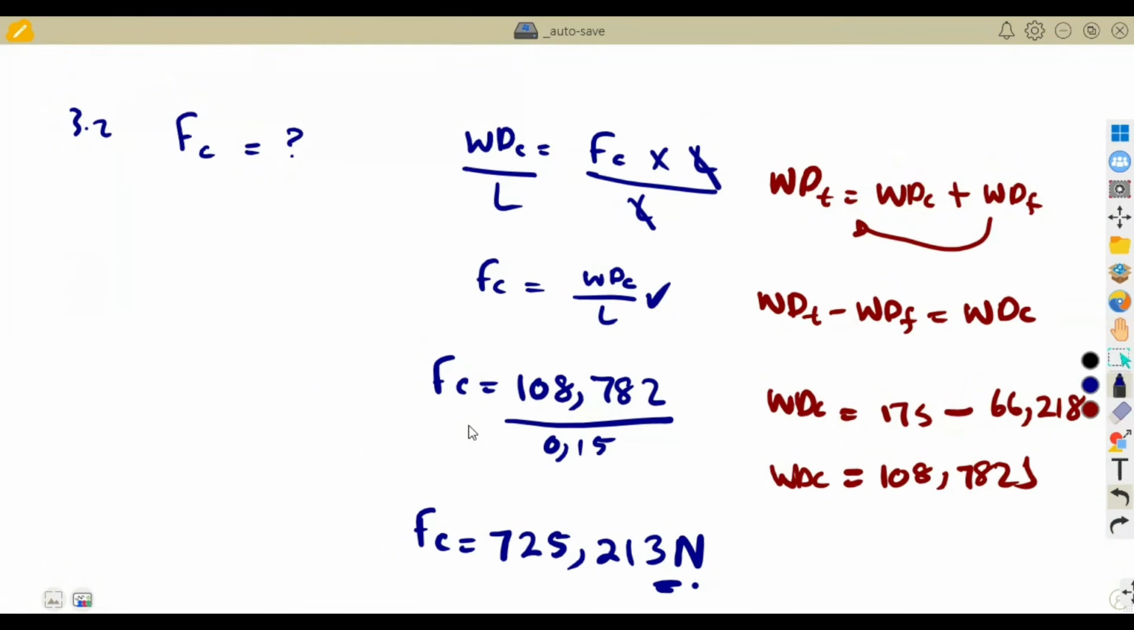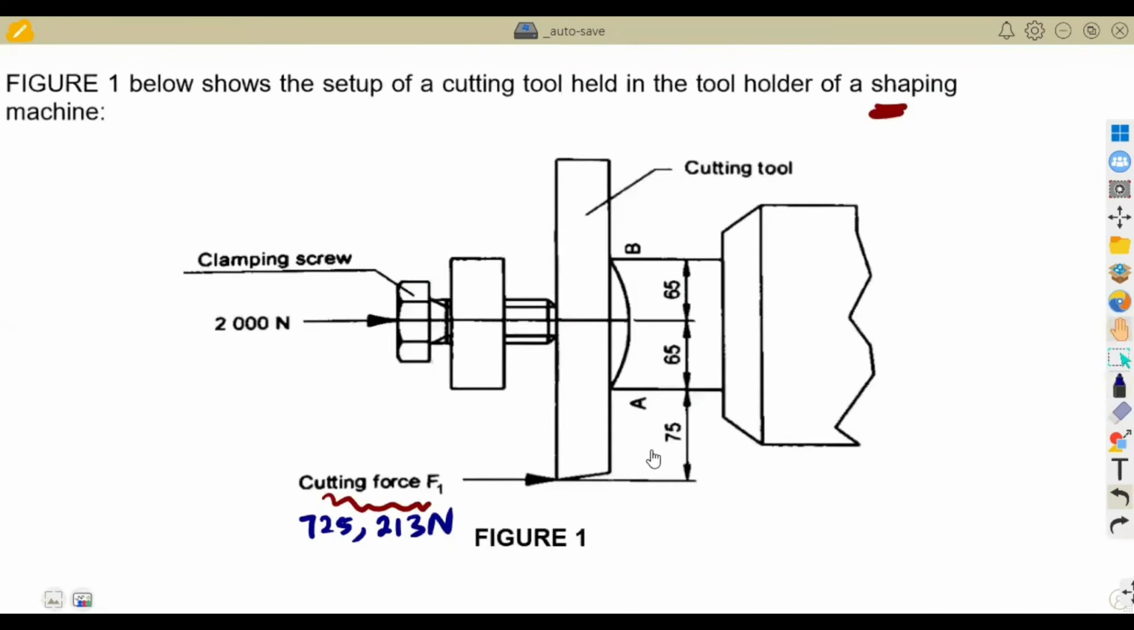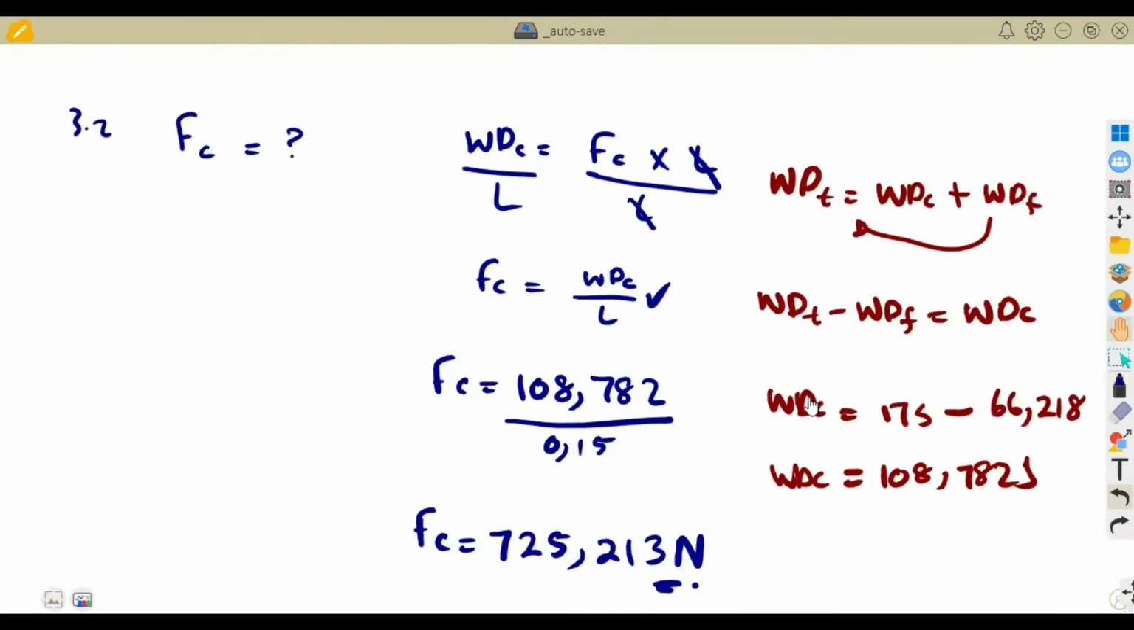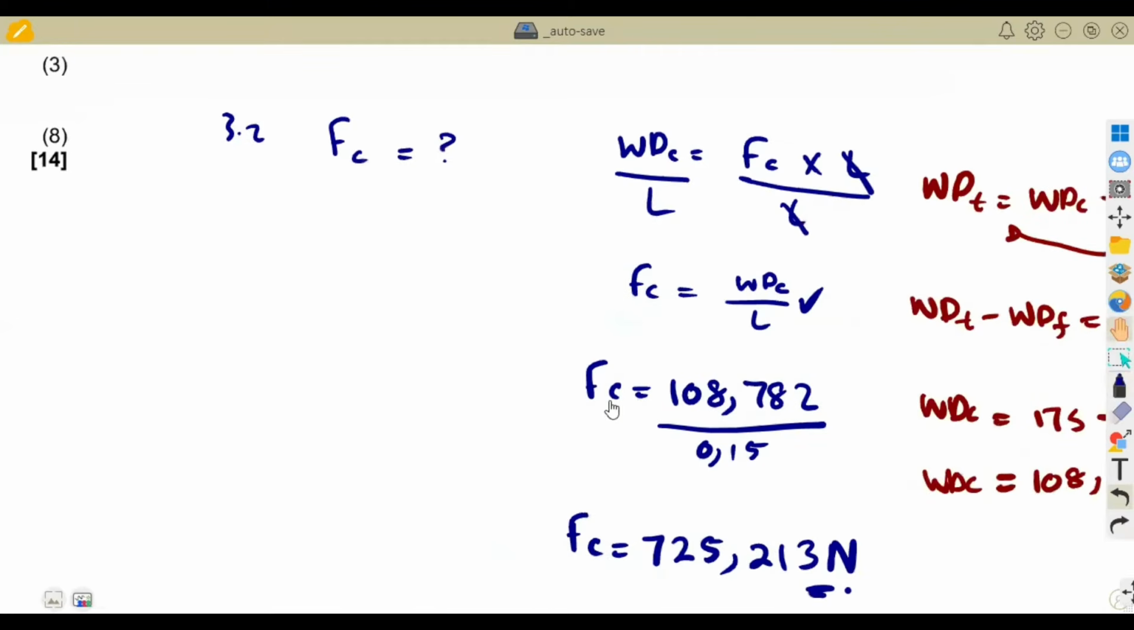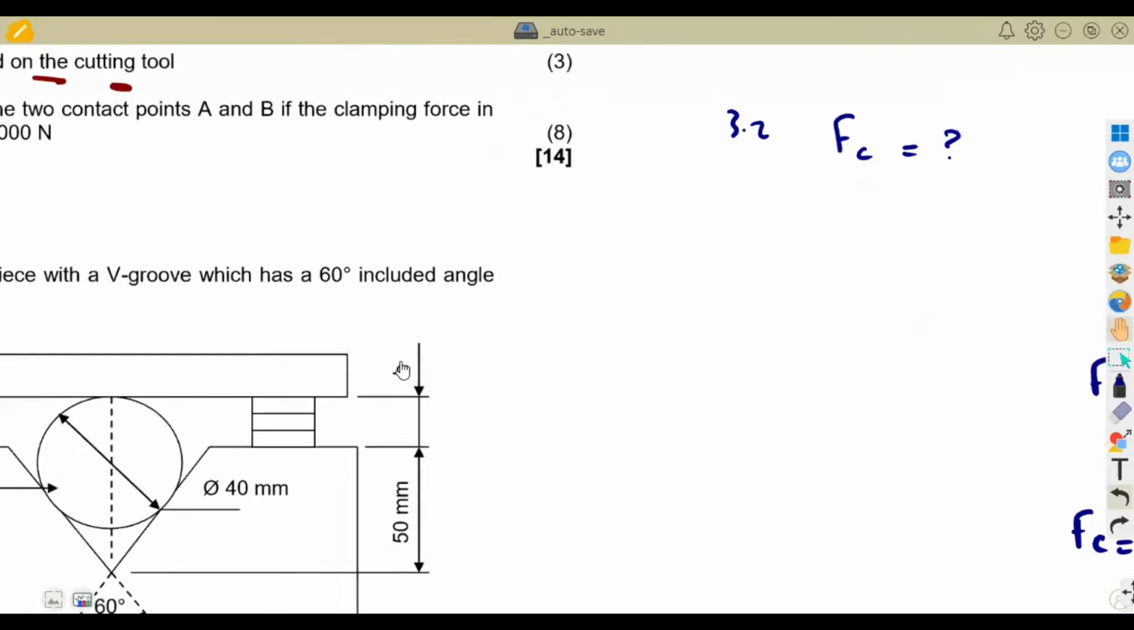With this cutting force, like I said, it is the one that you're given here on this diagram. So the force here is 725,213 Newton. That is what you have there. Anyways, let us see what we are given on the other part. This one we are done here. 3.2, we are done.